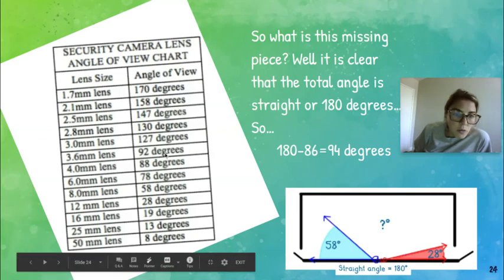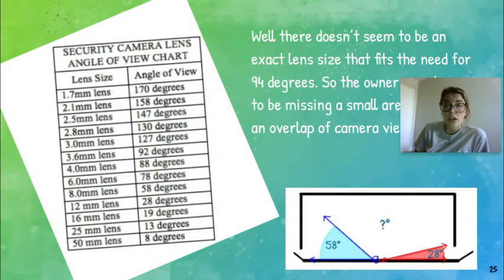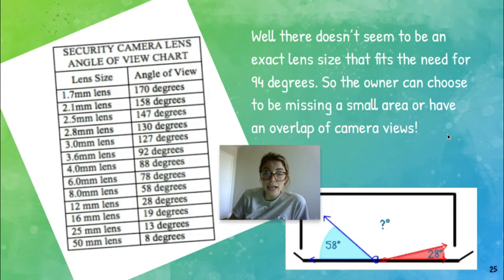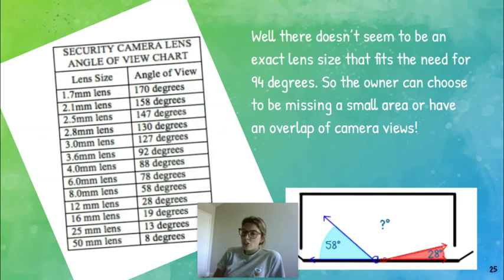Angle view. Oh, well, 92 is close, but then we're going to have a little gap missing. And then she has one that's 127 degrees, which is a lot more coverage than we need. So there's going to be some overlap. So there doesn't seem to be an exact lens that fits the need for 94 degrees. So the owner can choose. She can either be missing a small area or she can have an overlap.